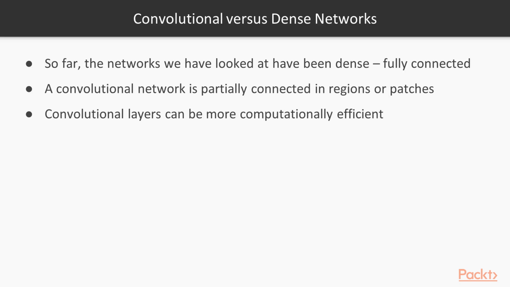All the networks we've used have been dense, fully connected. A convolutional network is partially connected into regions or patches, and as a result can be more computationally efficient because they don't have to compare every input by every parameter when they do the math. These little regions or patches are thought to be similar to what a human visual system does by finding areas of an image that are most interesting or salient.